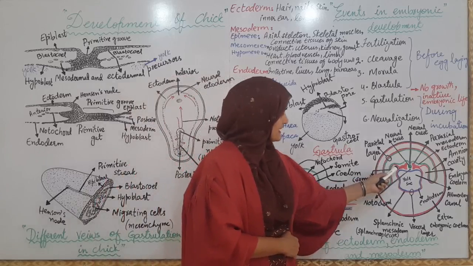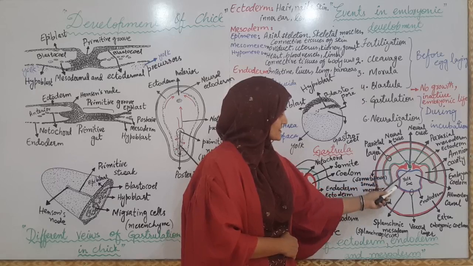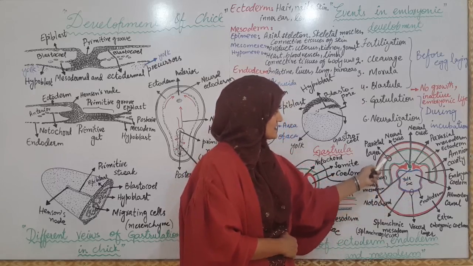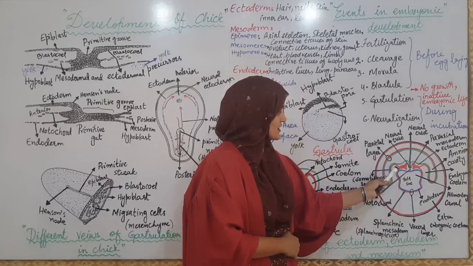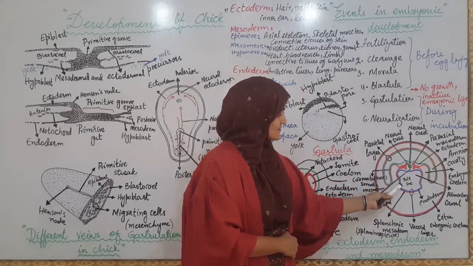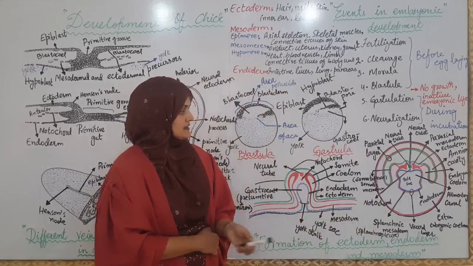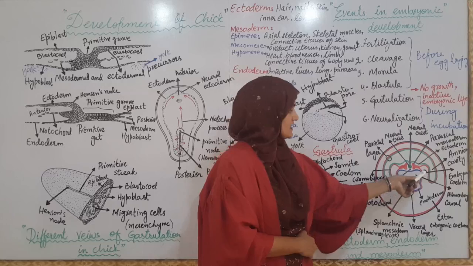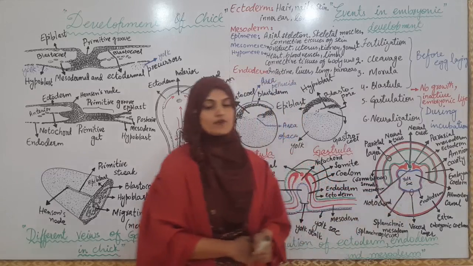In the splitting of these hypomeres, a cavity is formed which is termed as coelom. This cavity is termed as coelom, that is formed because of the splitting of hypomeres into somatic mesoderm and splanchnic mesoderm. This coelom is later on divided into embryonic coelom and extra-embryonic coelom.